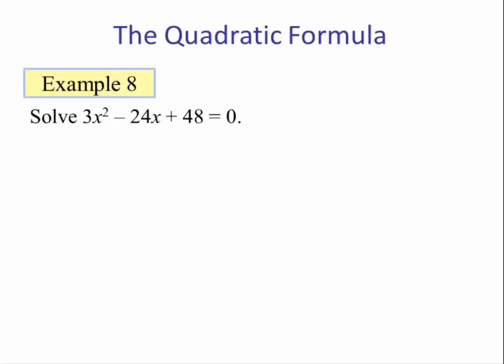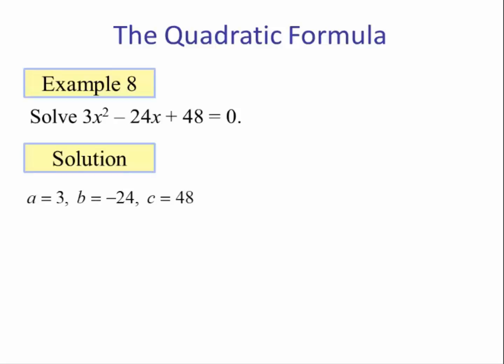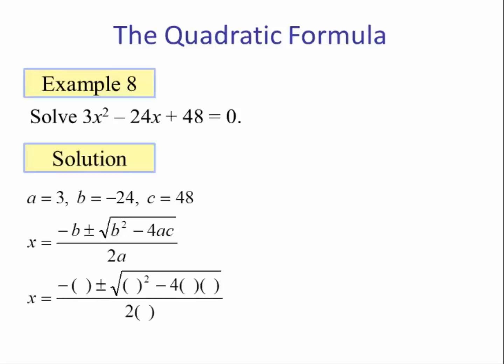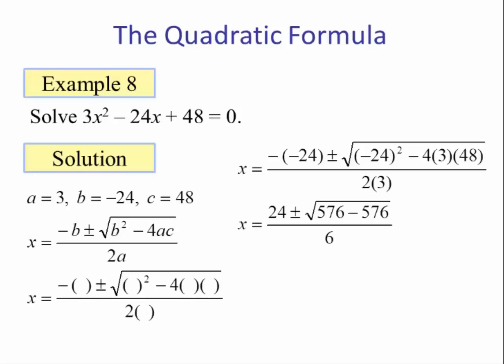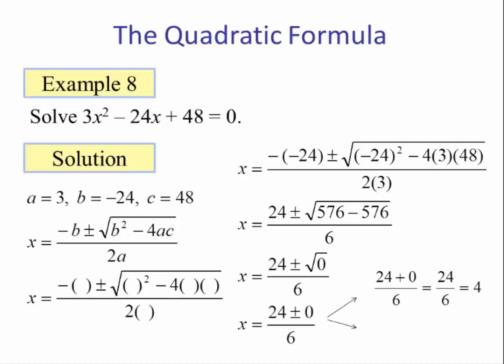Example 8. Solve 3x squared minus 24x plus 48 equals 0. Solution: a is 3, b is negative 24, and c is 48. Plugging these values into our quadratic formula, we have 24 plus or minus the square root of 576 minus 576, divided by 6. 576 minus 576 is 0. The square root of 0 is 0. So we have 24 plus or minus 0 divided by 6. So this becomes 24 divided by 6, which is 4, and 24 minus 0 is still 24, divided by 6 is 4. So for this case, we have one real solution, 4.